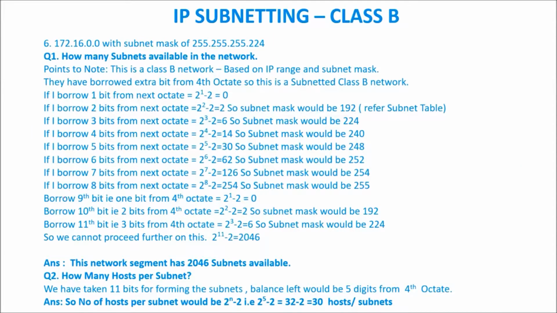Now I'm going one step ahead. 172.16, same IP address, but here it is 224. So I exhausted the 8 bits borrowed from the third portion of class B, and now I started pulling the bits from the fourth segment. Okay, so the 8 bits are over. Now we have to borrow from the fourth octet to the network portion. So again, just calculate it for 224.